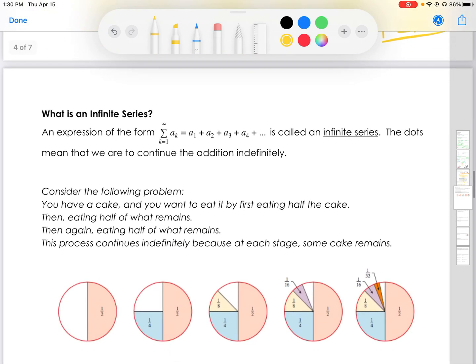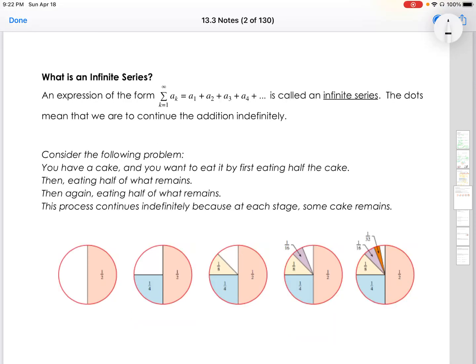Lastly, what is an infinite series? An expression of the form, the sum of a of k from k equals 1 to infinity, is called an infinite series. So that's really starting from 1 and going on forever, and this part is what makes it an infinite series. These dots here at the end just means it continues and we are adding indefinitely.